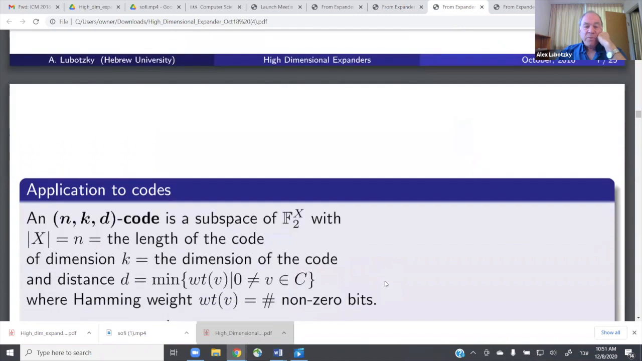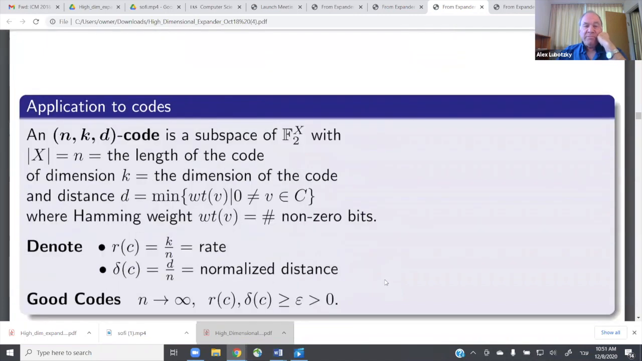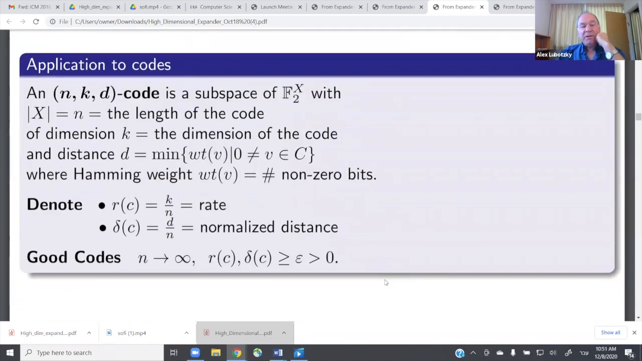Anyway, I want to talk only about one application of expanders, and I do it for a reason, because I want to present you some thinking and open problems which will give you a good motivation to think about high-dimensional expanders, to problems in coding theory, a problem that one-dimensional expanders cannot solve.